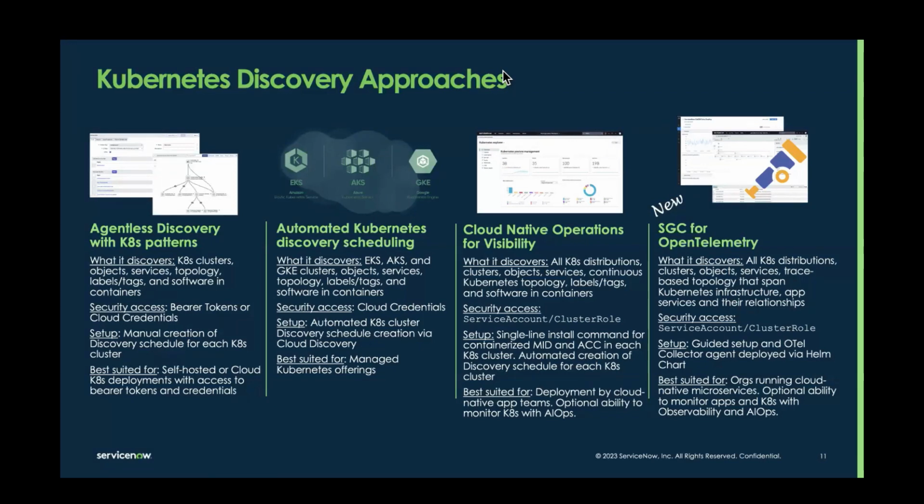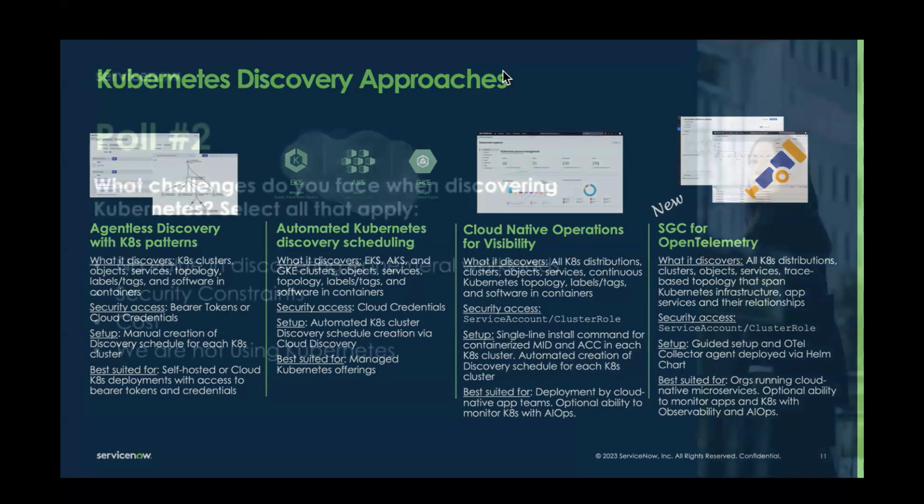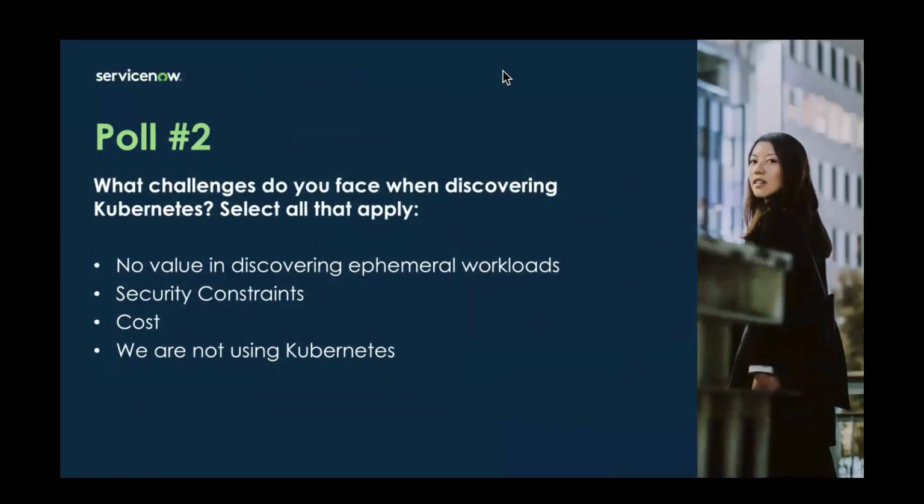The thing that's unique with the Service Graph Connector for OpenTelemetry is that it's, I would say, more Kubernetes native, but it is using something called OpenTelemetry. So I'll get into what OpenTelemetry is. But before we go to OpenTelemetry, let's go to poll 2: what challenges are you facing today as you're discovering Kubernetes?